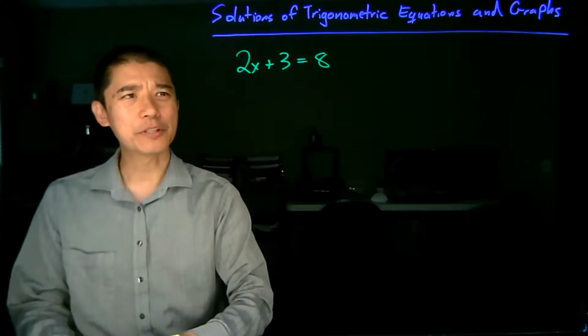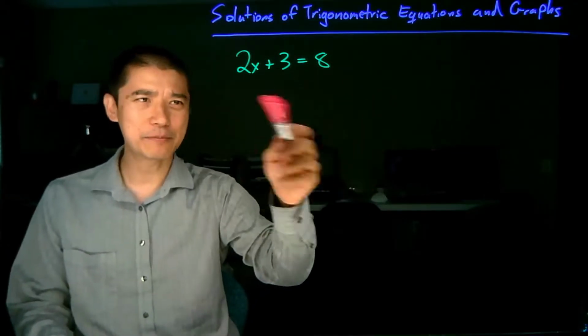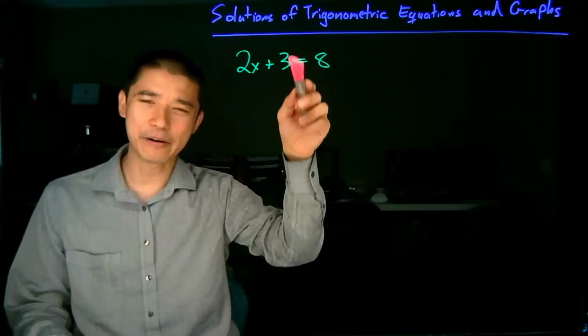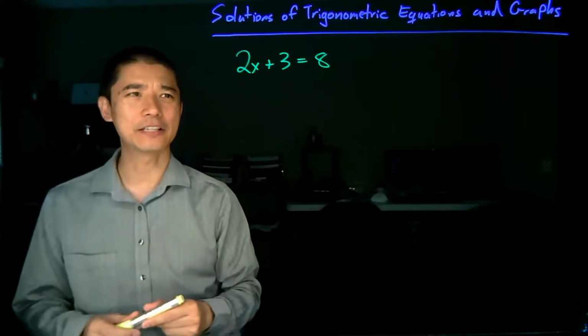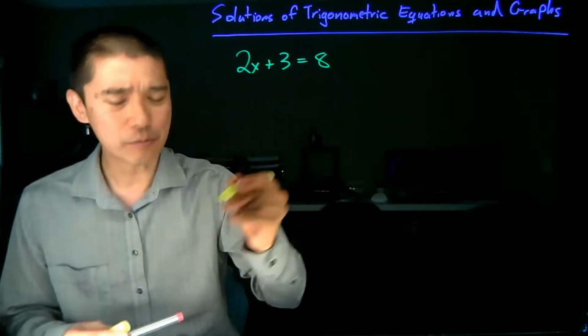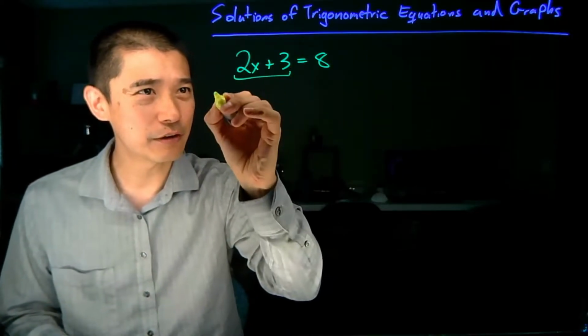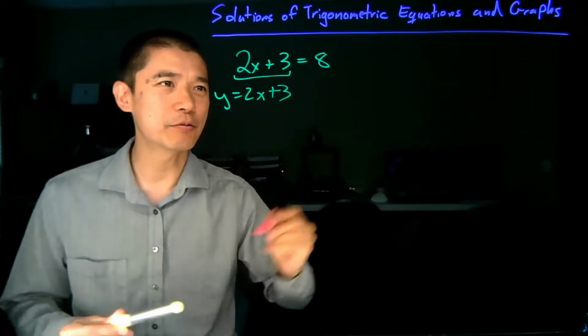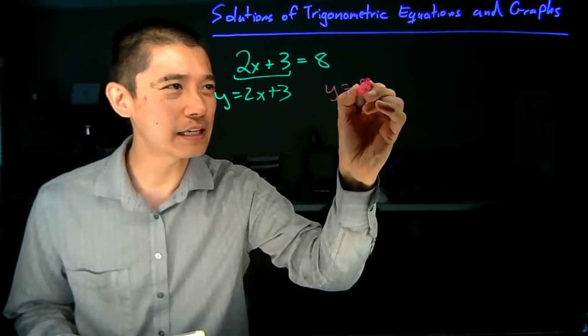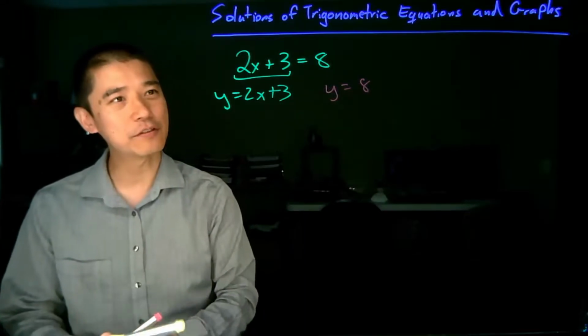So what's going on with this? Well, we can manipulate this to solve: subtract 3, divide by 2, and solve for x. But we're interested in what's happening graphically. What is happening here? We have two equations: y equals 2x plus 3, and another equation, y equals 8. And we are looking for the intersection of these two graphs.